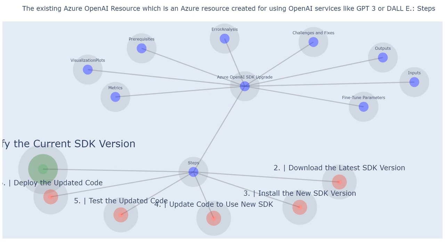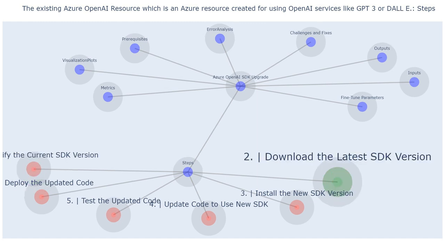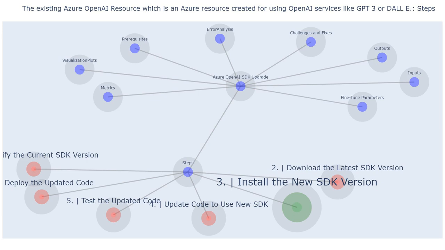Steps. Identify the current version of the Azure OpenAI SDK used in the existing codebase. This can be done by checking the import statements in the code. Download the latest version of the Azure OpenAI SDK from the official Azure OpenAI SDK repository or package manager. Install the newly downloaded Azure OpenAI SDK version into the project's environment. This can be done using pip or other package managers.